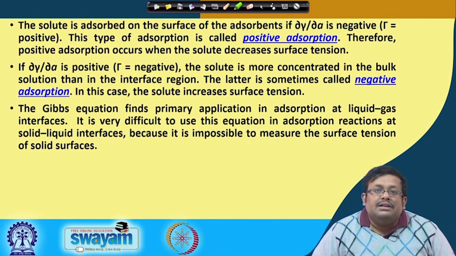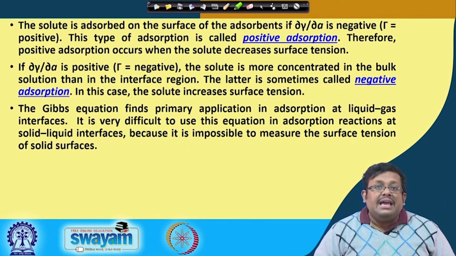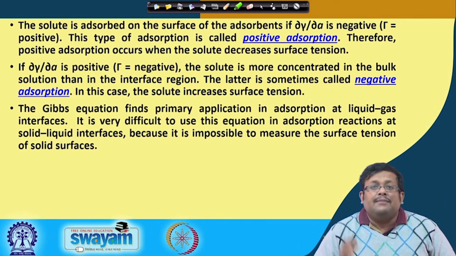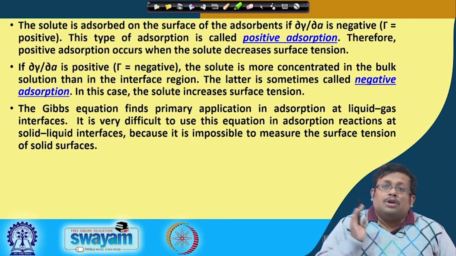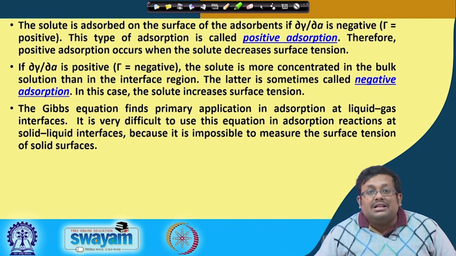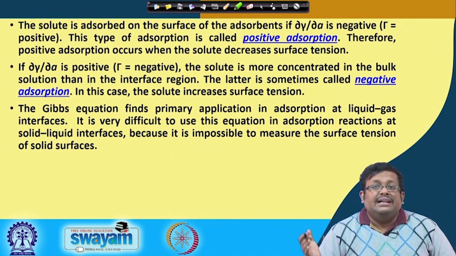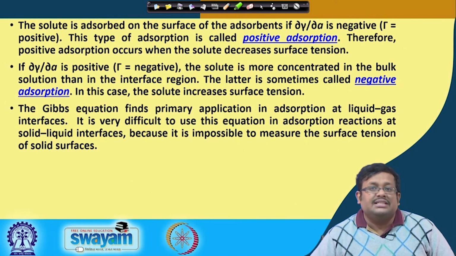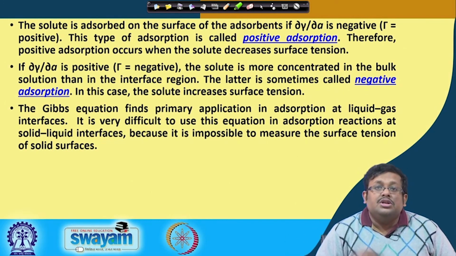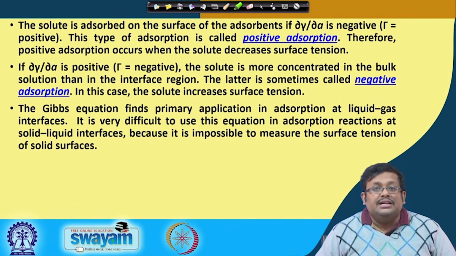Now, what is negative adsorption? Negative adsorption is just the opposite. When d gamma by dA is positive, that means tau is negative. So, the solute is more concentrated in the bulk solution than in the interface region. This is just opposite to positive adsorption, and it is called negative adsorption, and in this case the solute increases the surface tension. So, in case of positive adsorption, the solute decreases the surface tension; in case of negative adsorption, the solute increases the surface tension.